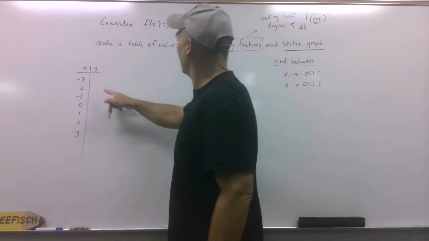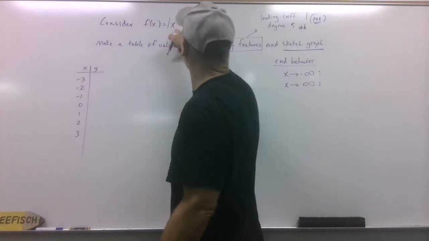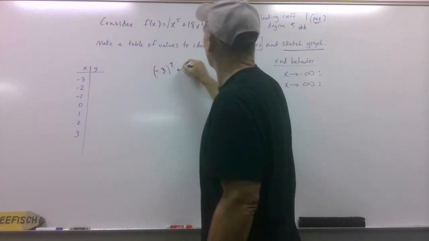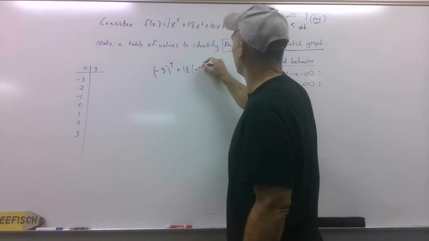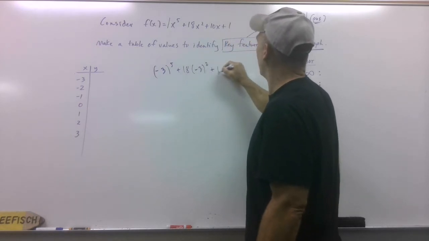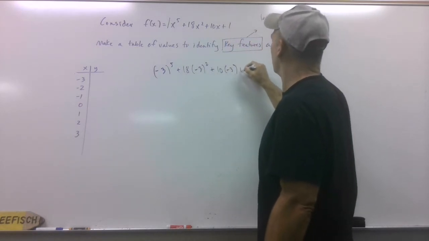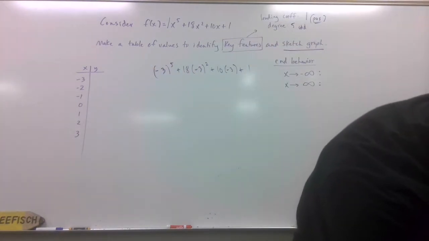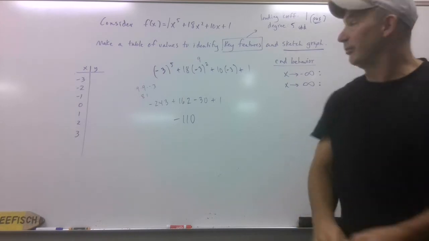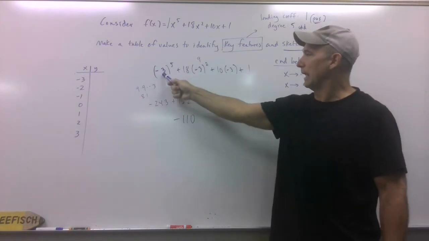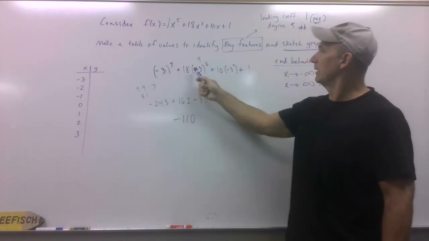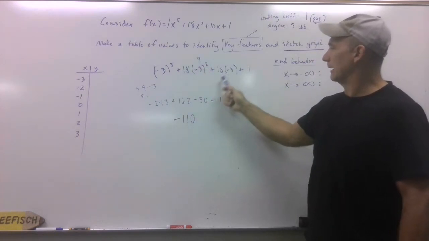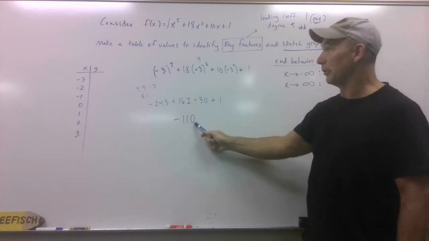All right, so I'm going to demonstrate one of these, but this is what you're expected to do. If I take -3 and plug it in here, I get -3 to the 5th power plus 18 times -3 squared plus 10 times -3 plus 1. Pause. As you can see, I did my work. I raised -3 to the 5th power, got this. -3 squared is 9, 9 times 18 is this, 10 times -3 is this, and then 1. I got -110.